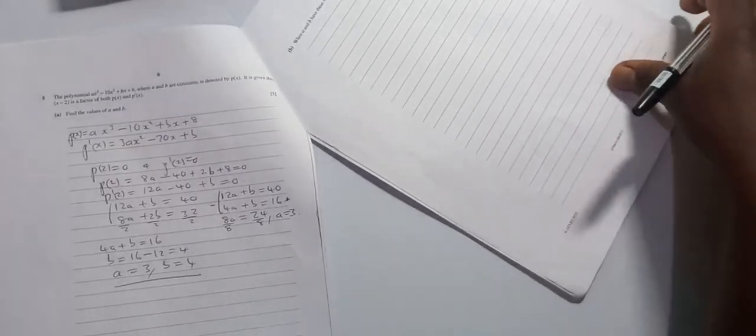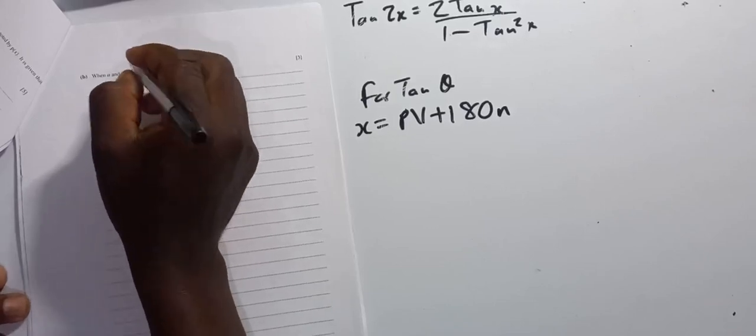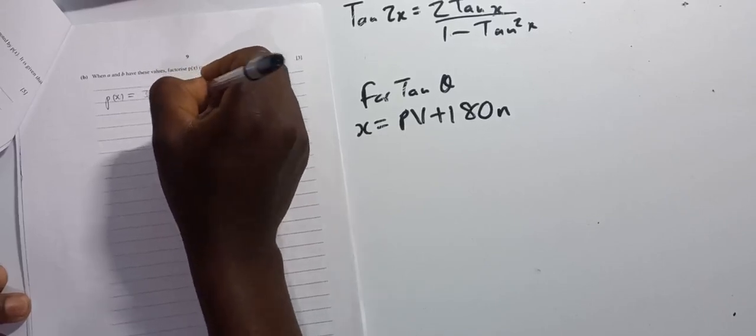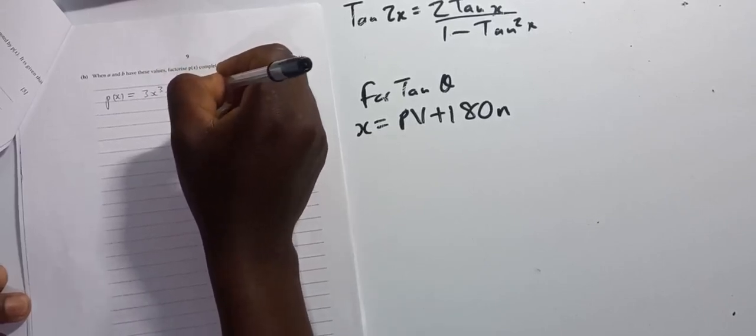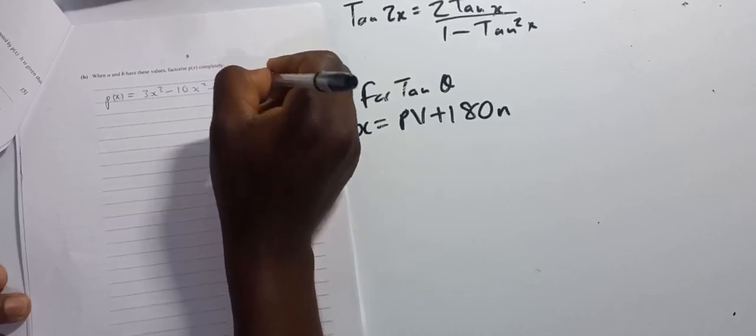Now we want to move on to 5b. As for 5b, we are told that when a and b have these values, factorize p of x completely. So we are going to first write p of x with the values of a and b. a is 3, so we have 3x cubed minus 10x squared, then b is 4, so plus 4x plus 8. So that's our polynomial, and we're going to factorize this.